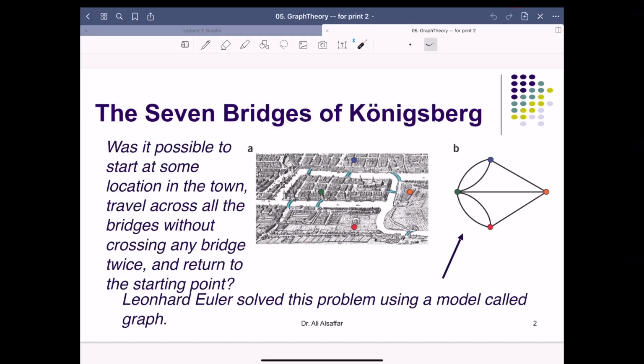Today's lecture is about graphs. Before we start giving the lecture, we would like to introduce graphs by the following problem. This problem is known as the Seven Bridges of Königsberg.